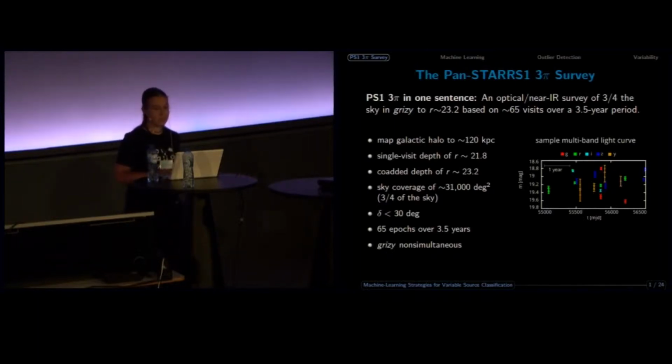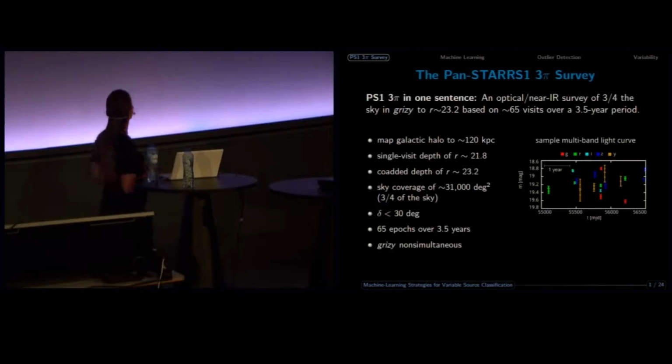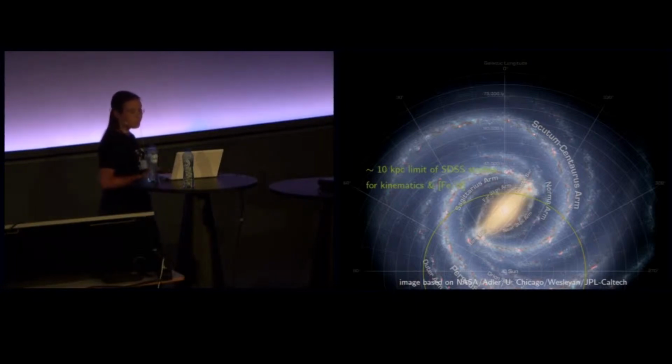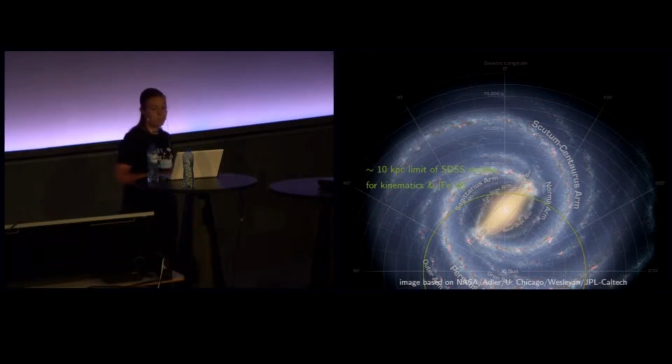But it is something very interesting, because such a survey enables us to map, for example, the galactic halo out to about 120 kiloparsec. And this means we can cover a lot of our Milky Way. In the next slide you see an artistic image of our Milky Way. What you see here as a green circle is the 10 kiloparsec limit of the SDSS studies for kinematics and metallicity. These studies were only covering parts of the galactic bar, parts of the arms, but only barely the halo or even the outer halo.